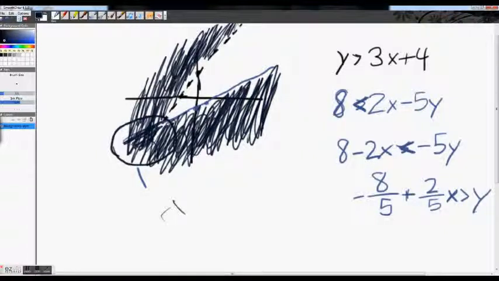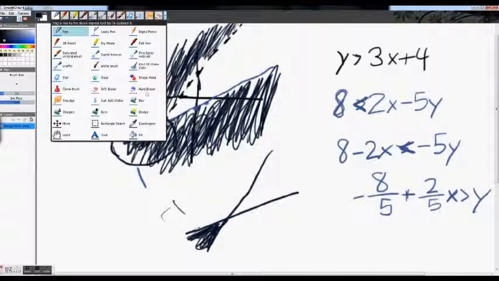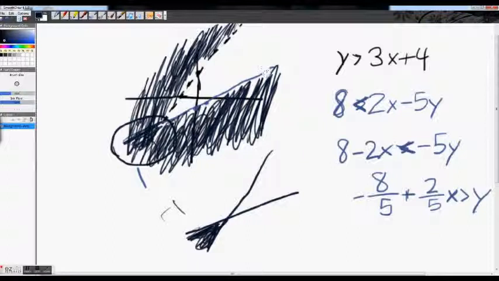Something like this would be the region here between them. But yes, and this line must be dotted as well, because it just says less than, not less than or equal to. So we'll go and dot it. Okay, good enough.